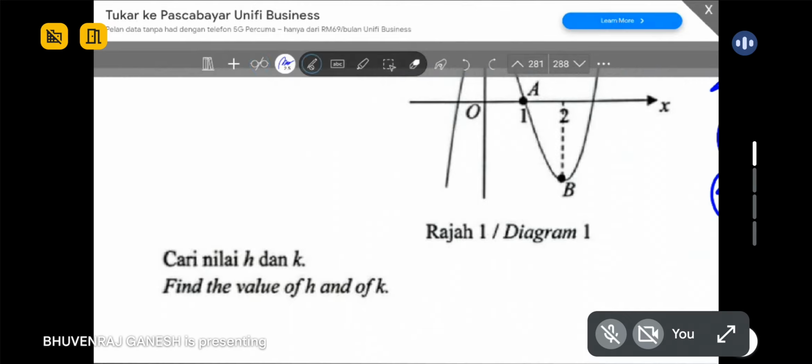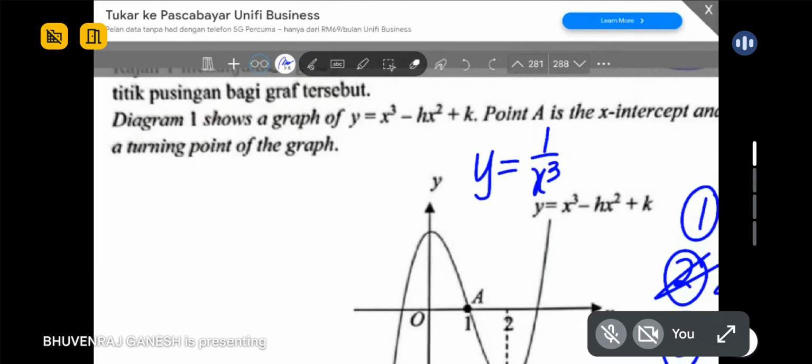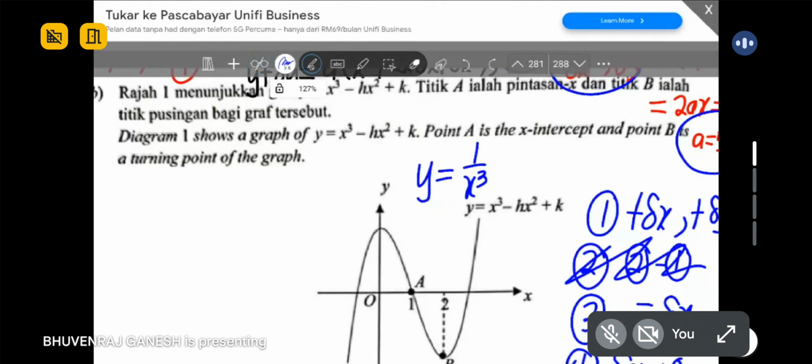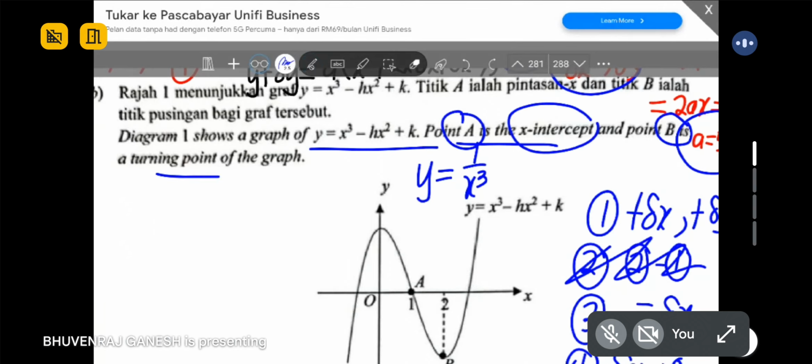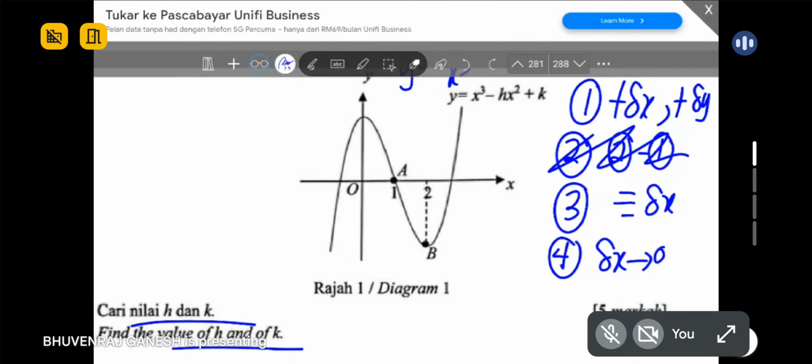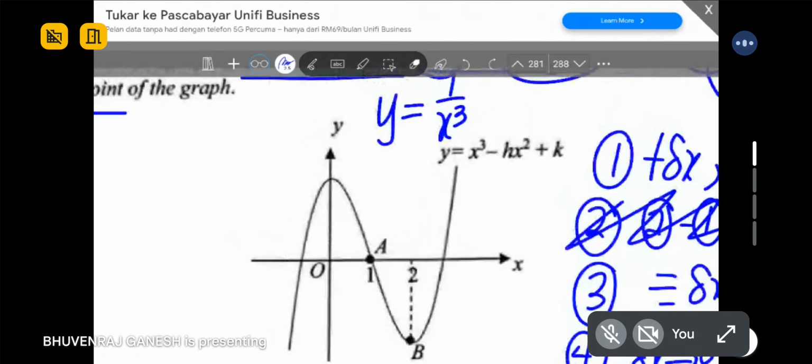Actually, the concept is like that. Okay, if you guys can think like that, it's good. Okay. So for this question, guys, they tell you this is the curve. So A is the x intercept and B is the turning point. Okay, so they want you to find h and k. Find the values of h and k.